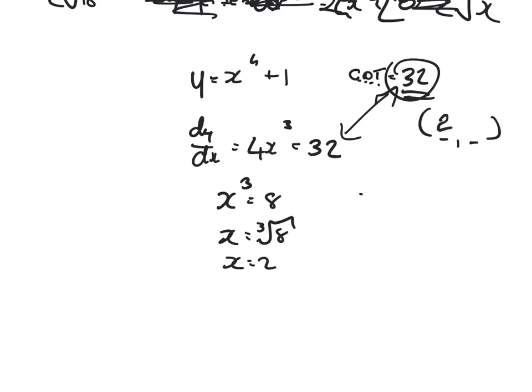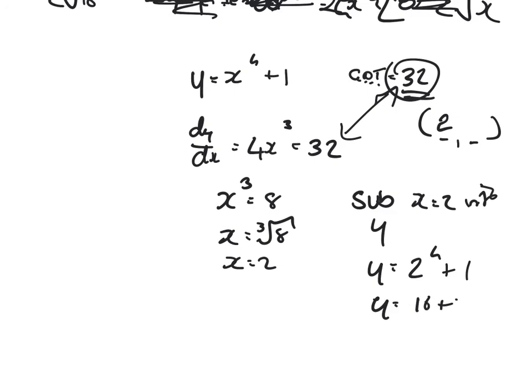How will I find the y coordinate? Well, that's pretty simple. Just sub into an equation that starts with y. So sub x = 2 into y. That will give me y = 2 to the power 4 plus 1. 2 to the power 4 is 16. 16 plus 1 is equal to 17. So the point is (2, 17).